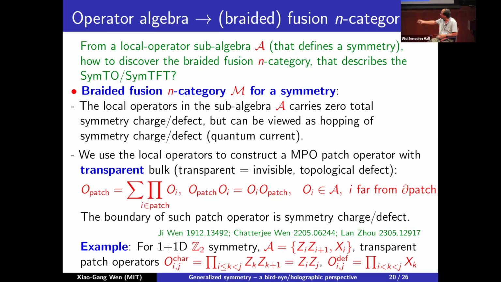It could be a sequential operator. Maybe a sequential operator may be simpler than an MPO operator. Maybe using a sequential quantum circuit to describe this. Maybe that's another very good ansatz to do so. Okay.